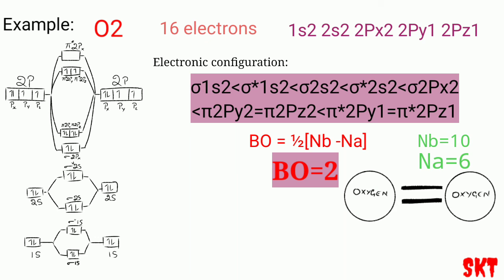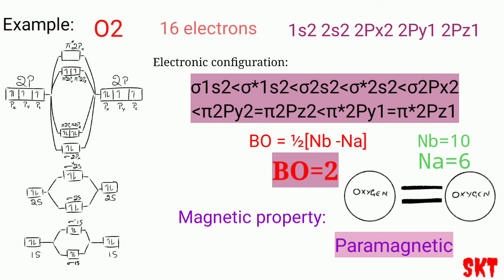We can also find the magnetic properties of a given molecule. If we have unpaired electrons, it is paramagnetic, and if we don't have unpaired electrons in the molecular orbitals, then it's diamagnetic. We have 2 unpaired electrons in this example, that is on pi star 2py and pi star 2pz, making the magnetic property paramagnetic. So if you understood the standard steps, you can write the energy level diagram for any molecule you choose.